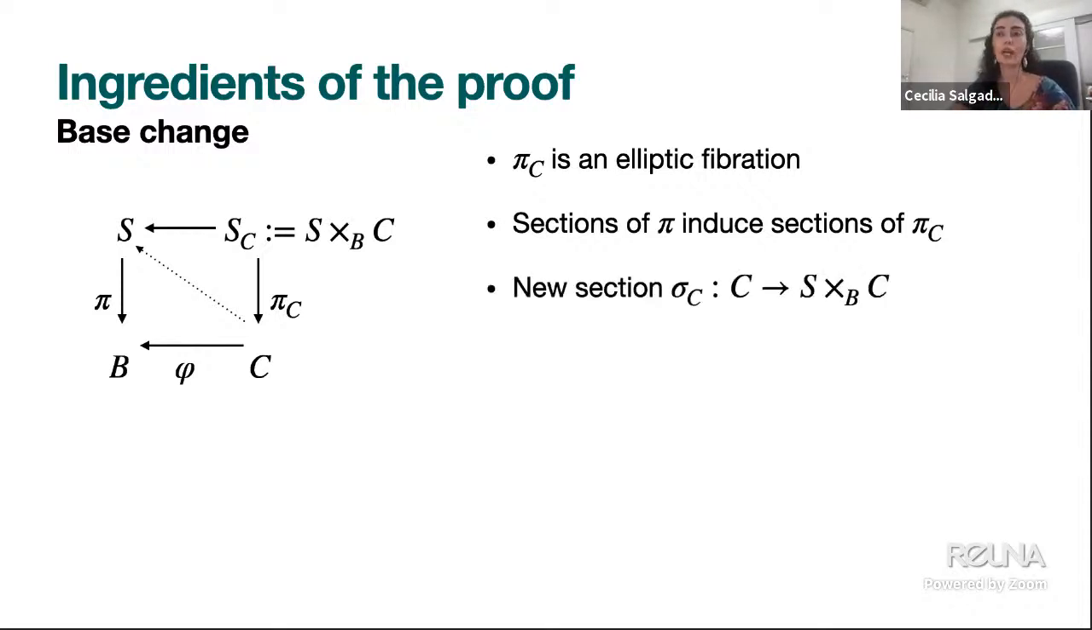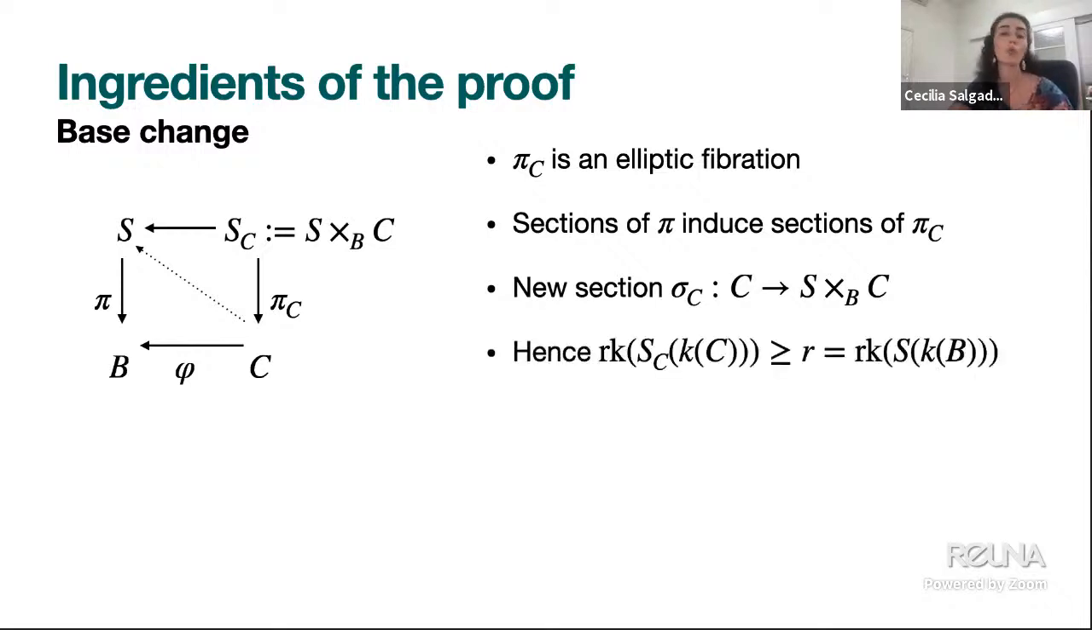But I have a new section, which is given by the inclusion of C inside of S_C. So this new section was not present in pi. This is great because remember, we are trying to make the rank jump. How are we going to do this? We're going to find a new section. And so for now, we only know that it might jump. We have an inequality, but which is not necessarily strict.